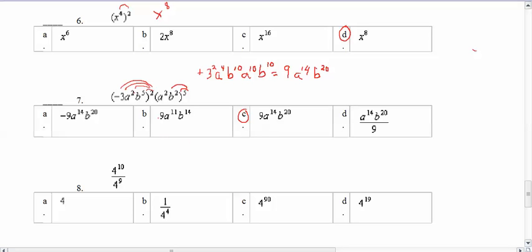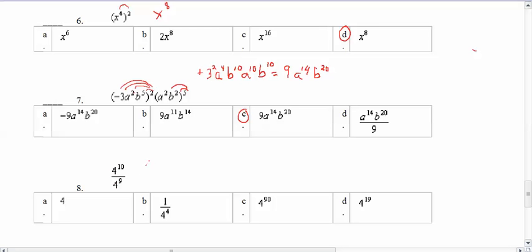Okay, so make sure you do that. Don't make the mistake I did. Look carefully at the whole problem, and if you have power to power, do those first, and then combine like terms.